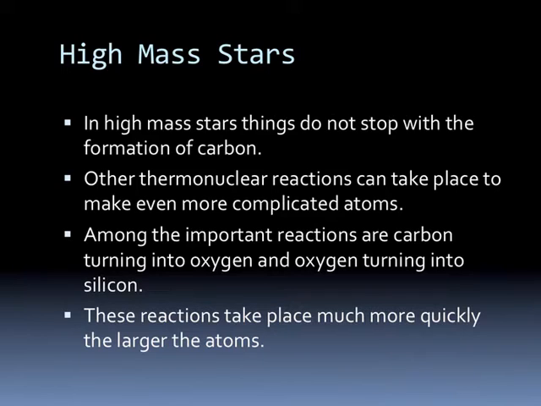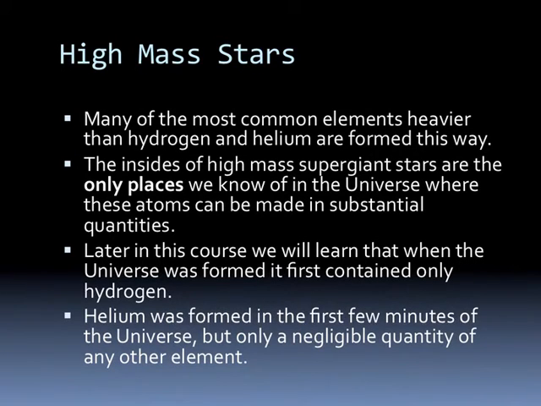These reactions take place much more quickly the larger the atoms. Many of the most common elements heavier than hydrogen and helium are formed this way. The insides of high-mass supergiant stars are the only places we know of in the universe where these atoms can be made in substantial quantities. Later in the course, we're going to learn that when the universe was formed, it first contained only hydrogen. Helium was formed in the first few minutes of the universe, but only a negligible quantity of any other element was formed at that time.